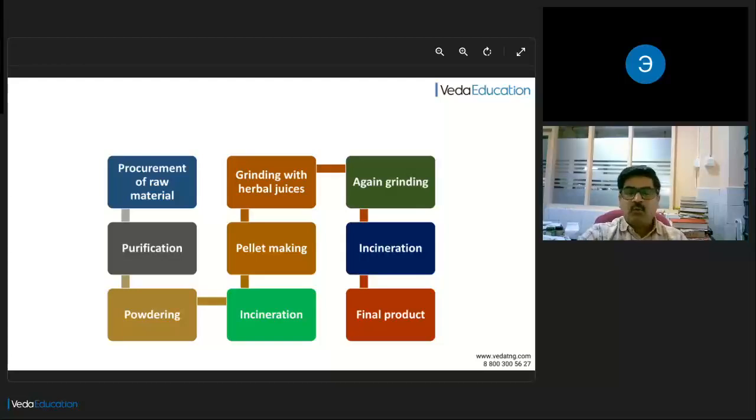Okay. So after proper incineration, this pellet will be taken out and powdered again, and those powders are used as medicines.